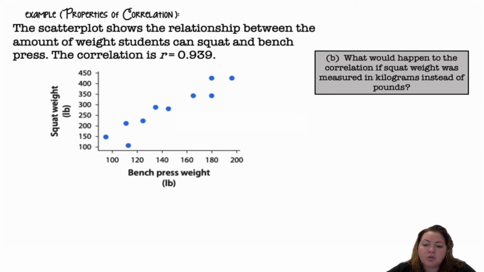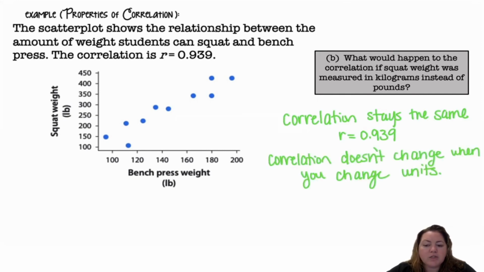What would happen to the correlation if squat weight was measured in kilograms instead of pounds? The correlation, again, would stay the same, 0.939. Correlation doesn't change when we change the units. Correlation is not tied to the units at all. It's just the measure of the strength of the relationship between the two variables.